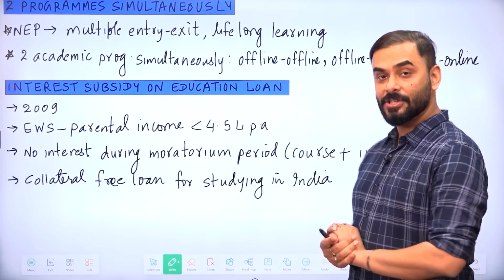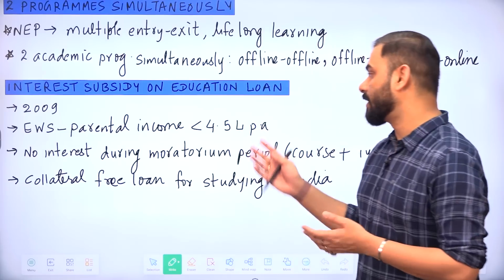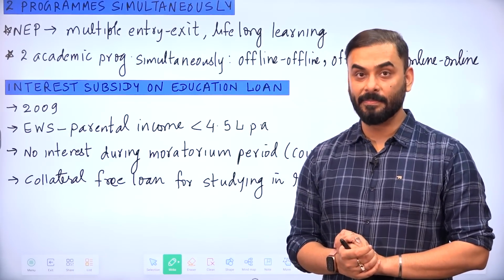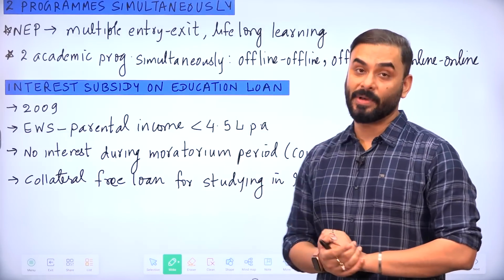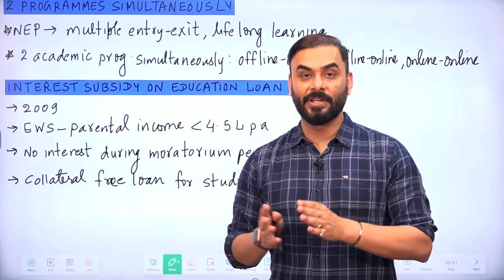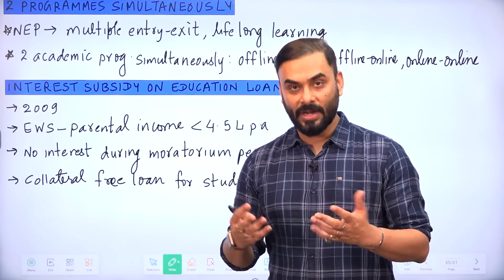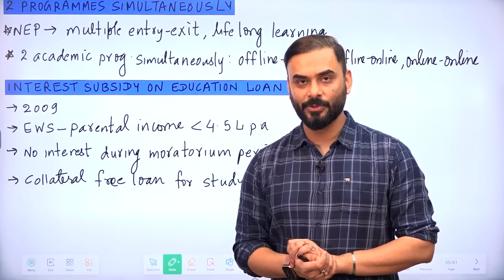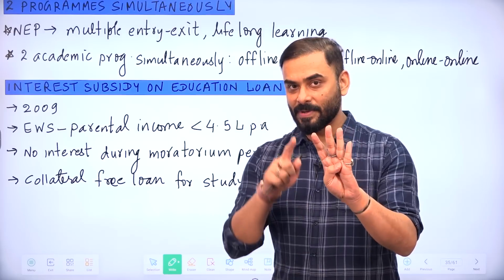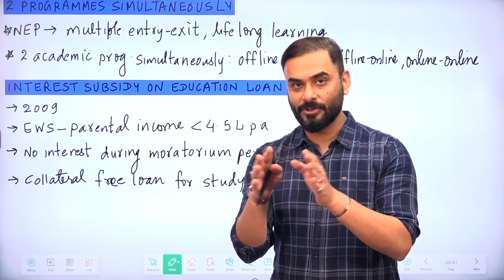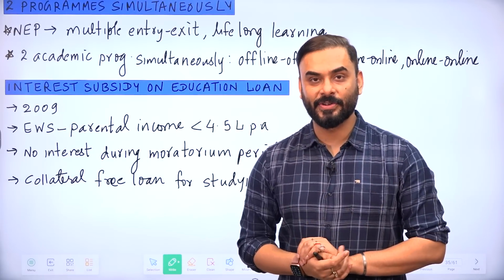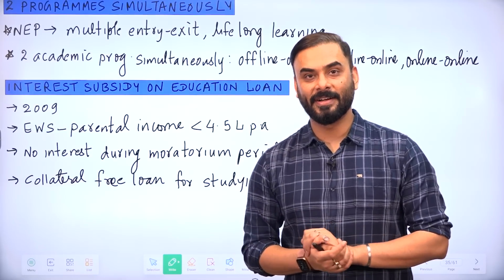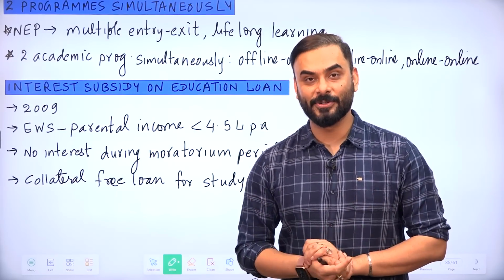Then there is interest subsidy on education loans. So suppose, guys, that you belong to an economically weaker section, where the parental income is less than 4.5 lakhs per annum. And suppose you want to pursue engineering, you can take a loan without any collateral. And suppose it's a 4-year degree that you are trying to pursue. So for your 4 years plus 1 grace year, 5 years, you won't have to pay any interest on your loan. And this is applicable only when you pursue your higher education in some Indian college or university.